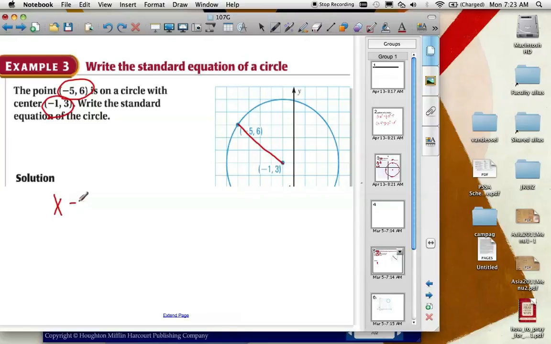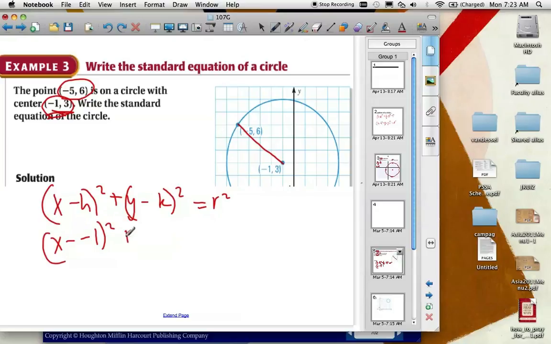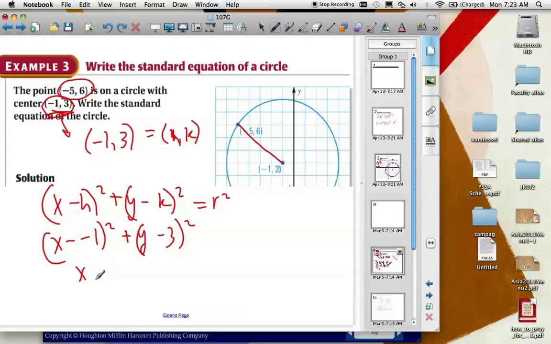So if I say x minus h squared plus y minus k squared equals r squared, I can easily find the center. Here's my center right there. So I'd say x minus -1 squared plus y minus 3 squared. Remember, the center we just call h and k. I can't give you a good reason why they chose h and k, but they did. So, plug it in: x plus 1 squared plus y minus 3 squared equals r squared.